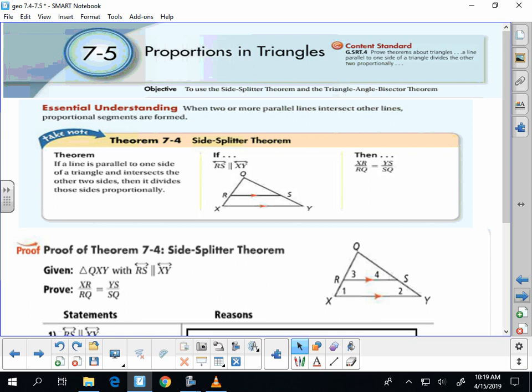If a line is parallel to one side of a triangle and intersects the other two, it divides those sides proportionally. So once again, the side splitter theorem says if a line is parallel to one side of the triangle and intersects the other two, it divides those sides proportionally.